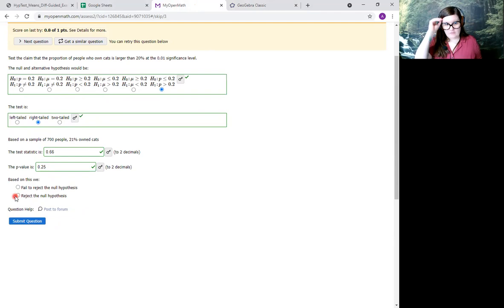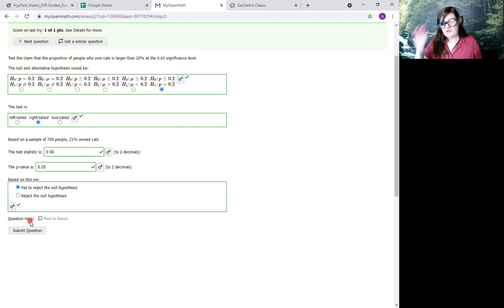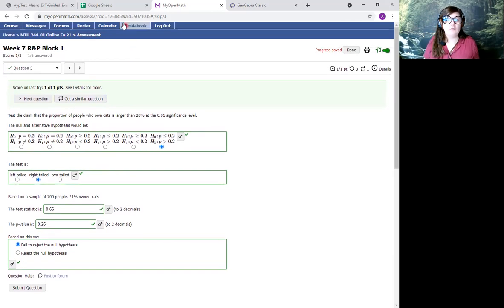So 25% of samples are larger than this sample. Well, that's a reasonable sample to get. And so we are going to fail to reject the null hypothesis because that's a reasonable sample to get, given the assumption about the population. And so we will fail to reject our null hypothesis. Okay, so there is a single proportion or a single mean.